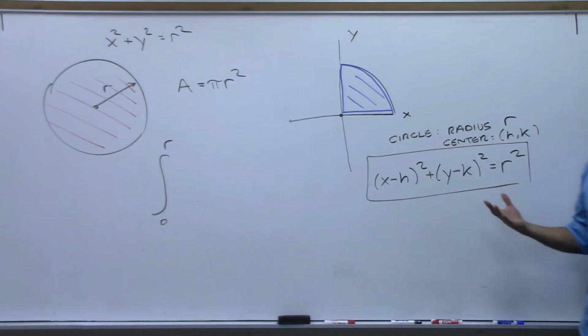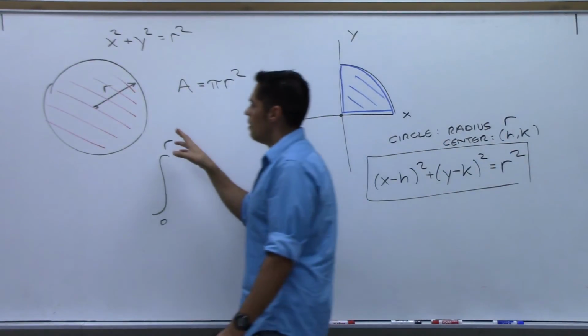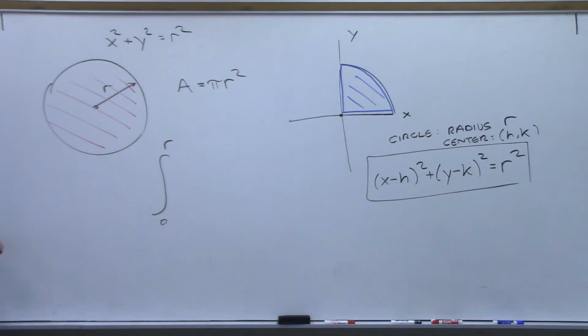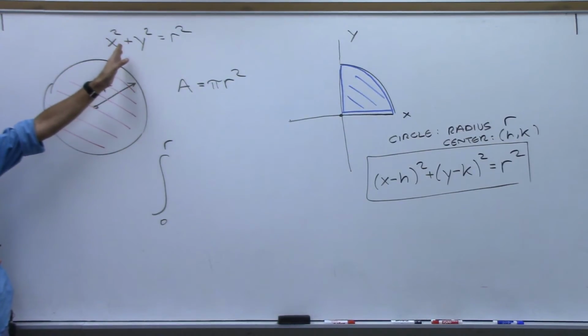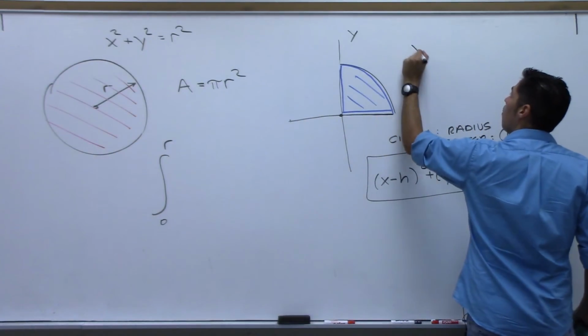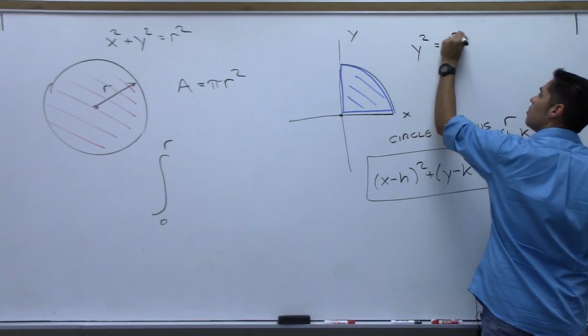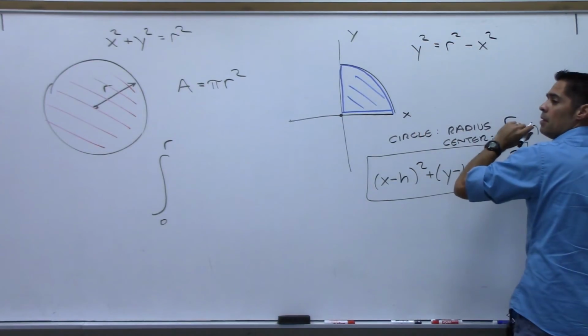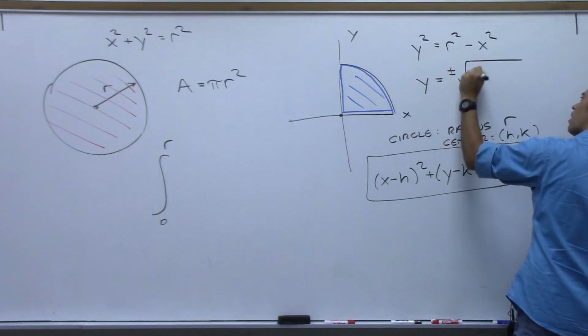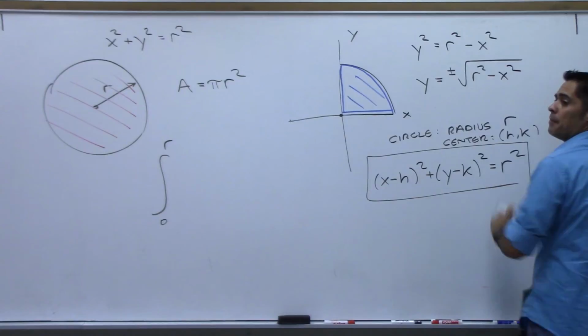The only problem I have with this so far is that right there is not a function of x. Because circles fail the vertical line test, don't they? So that's not a function of x. The way we know that is if we tried to solve for y here. Let's try and solve for y real quick. We would get y squared equals r squared minus x squared, wouldn't we? And then to get y, I'm going to have to do plus or minus the square root of r squared minus x squared, yeah?